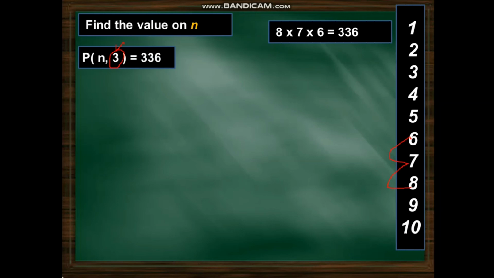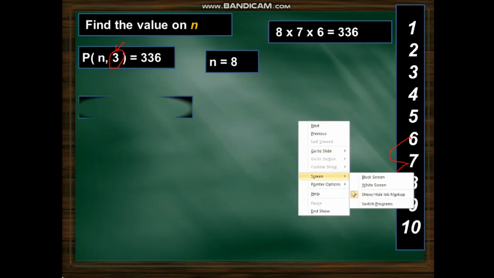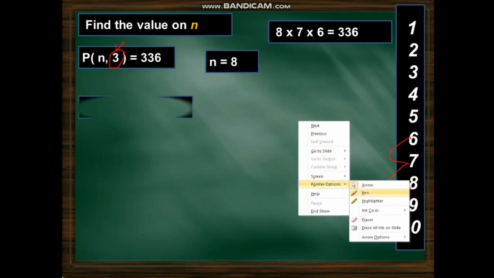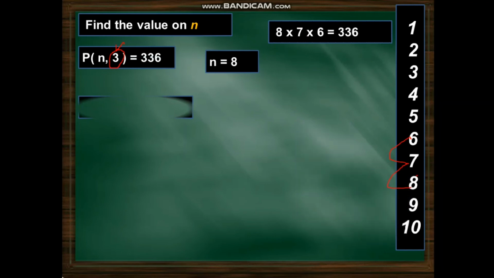Ibig sabihin nun, ang kanyang magiging value ng n is the number which is the highest. And therefore, ang n po natin dito is equivalent to 8. So, ang kanyang value now ay we have 8, yung nasa pinakamataas na number. Pwede mo namang i-multiply yan ng from descending or ascending order. Pwede ka namang i-start ng 6 times 7 times 8 or 8 times 7 times 6 for as long as yung highest number, yun po yung kanyang magiging value ng n. Therefore, ang n po natin dito is 8.